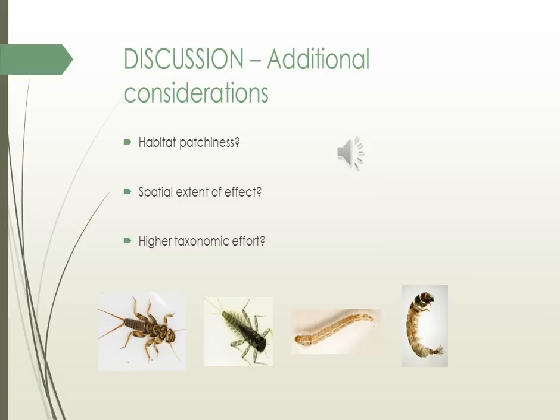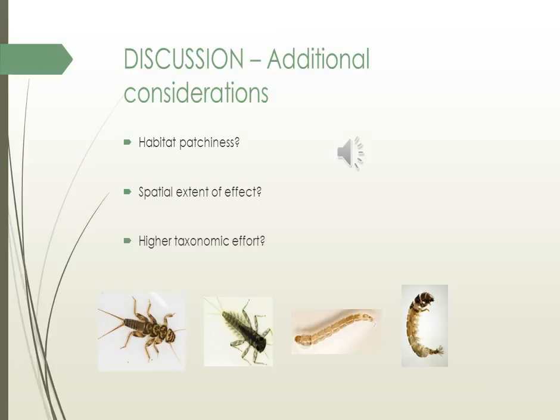Another consideration is what is the spatial extent of the effect. If we do determine that the Hyalite Creek Dam and reservoir affect the benthic macroinvertebrate community, it would be really interesting to further investigate how far downstream these effects are observed.